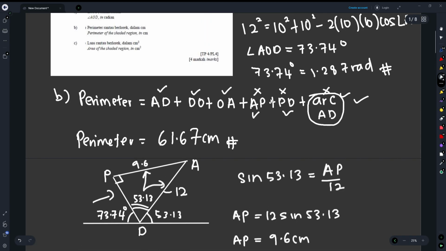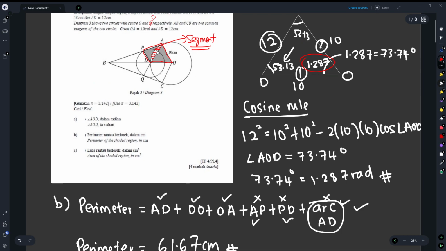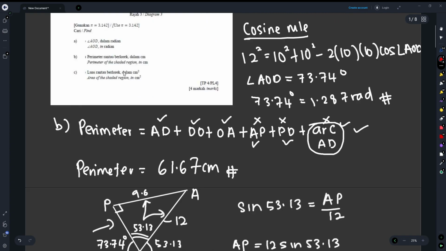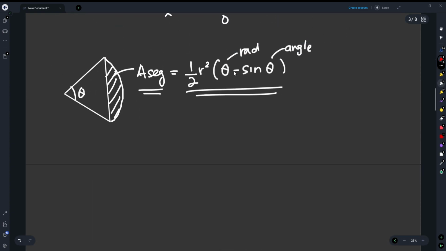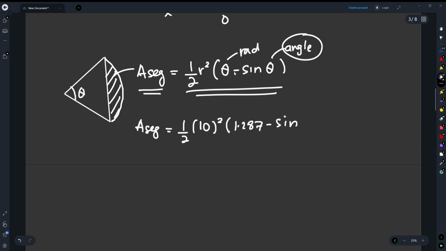Okay, so now I'm actually talking about this segment, right? The theta that I'm talking about is the same theta, which is 1.287, and the radius is 10. Okay, very simple. So please take note. I'm going to substitute back into this one to find the area of the segment. So the area of the segment is 1 over 2 and 10 square. Theta is 1.287 minus sine. The same angle I have to put in degrees, which is 73.74 degrees. So you'll end up getting the area of the segment as 16.35.